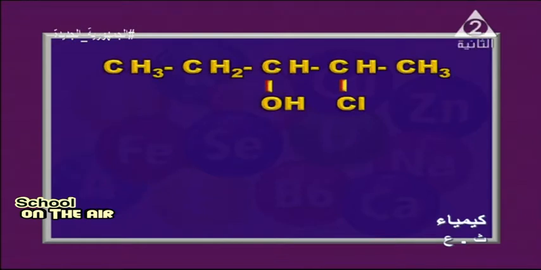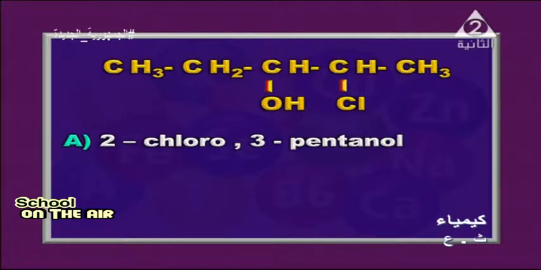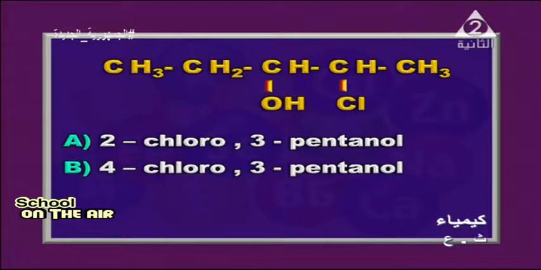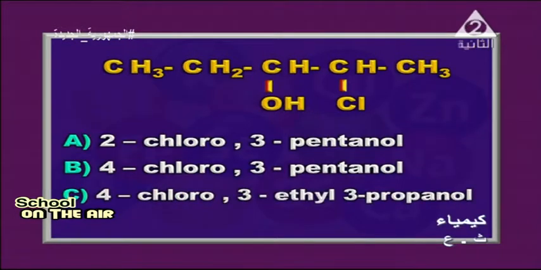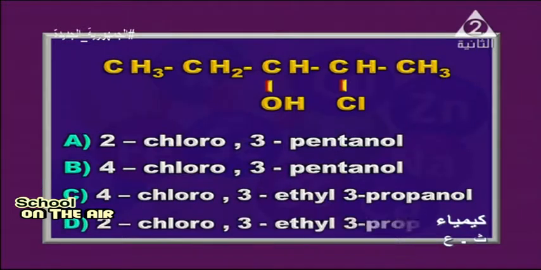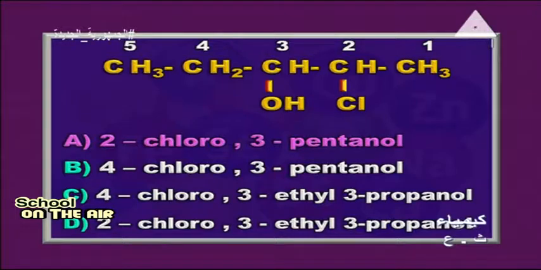Another example, here if you are going to name this compound, is it 2-chloro-3-pentanol, 4-chloro-3-pentanol, 4-chloro-3-ethyl-3-propanol, or 2-chloro-3-ethyl-3-propanol? Here you are going to number the carbon atoms of the longest chain, starting from the end nearest to the branch. So its name will be 2-chloro-3-pentanol, as the hydroxyl group is at carbon number 3.